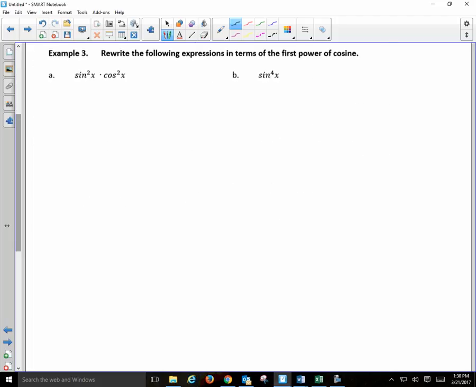So let's do our 2 examples. Rewrite the following expressions in terms of first power cosine. So I should have a cosine in my answer, and I should have first power, no second powers. No third, fourth powers, all first powers. This is a big spot on the test where people write that. Don't write that.